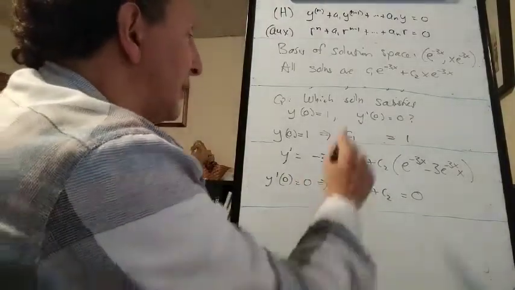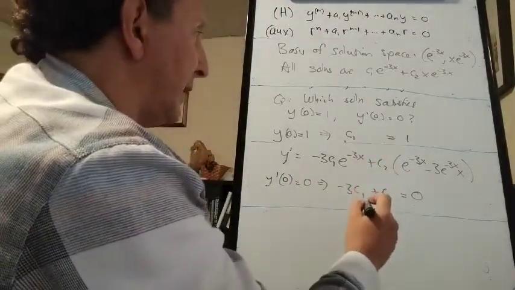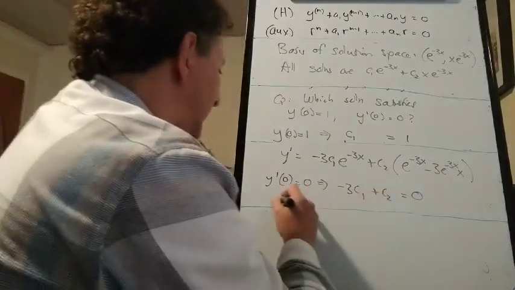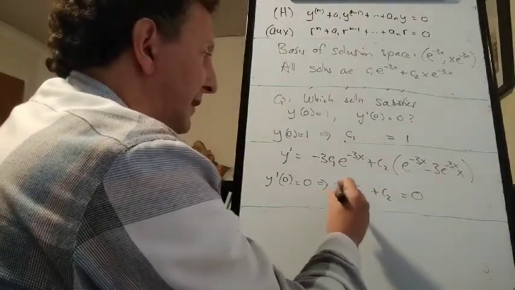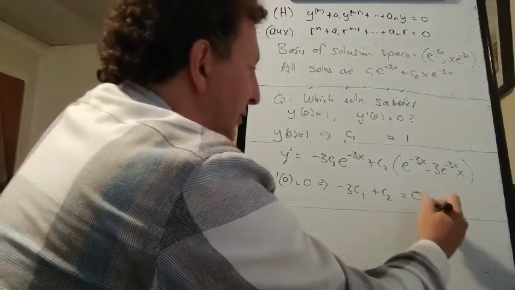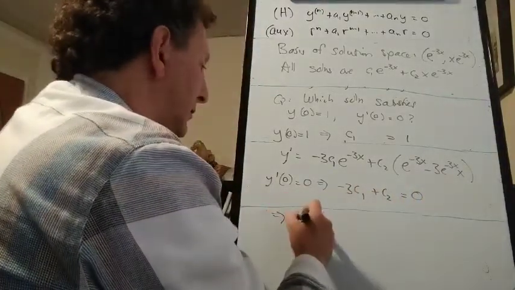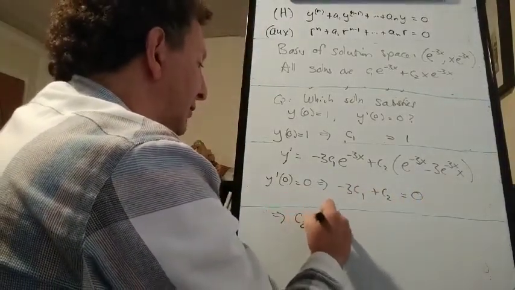So if c1 is 1, then this says that negative 3 plus c2 equals 0, or c2 equals 3.